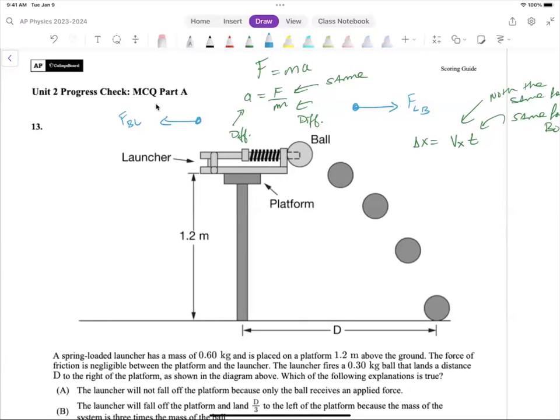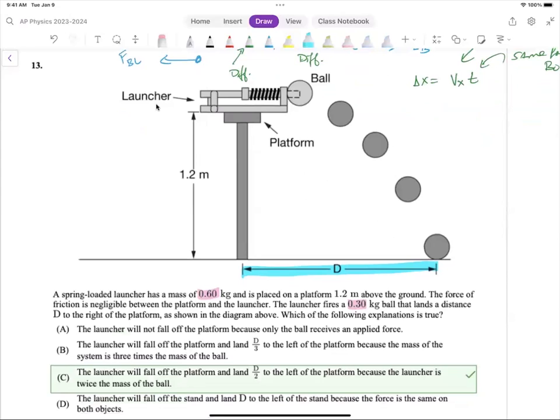The ball is going to take off to the right, but the launcher is going to take off to the left. The issue is that the launcher's mass, I got to go look at it, is twice that of the ball. Okay, so the ball is going to land a distance D. The launcher is going to land some distance away, because nothing's making it stay on that platform. It had to have friction in order for it to stay on that platform. So let's look at A and see if we can figure out if it's right or wrong, and then try to figure out what we have to do to answer this question correctly.